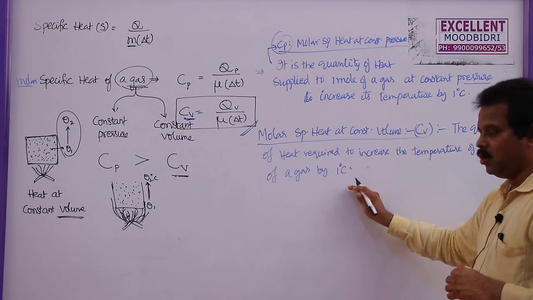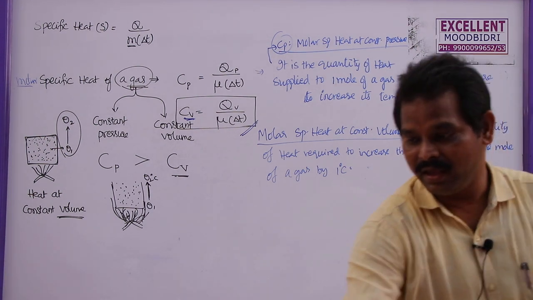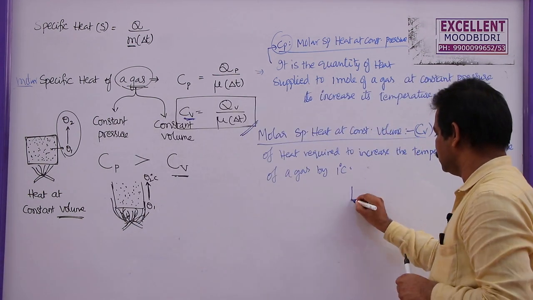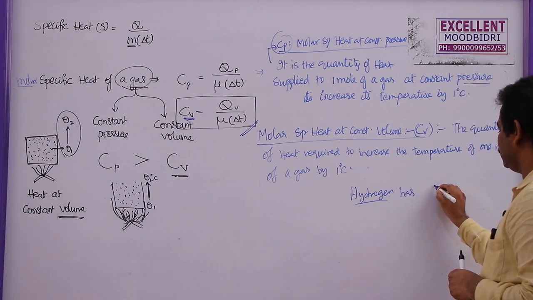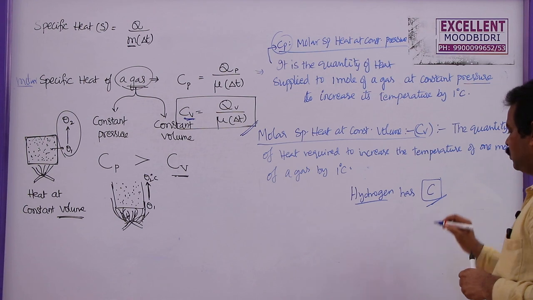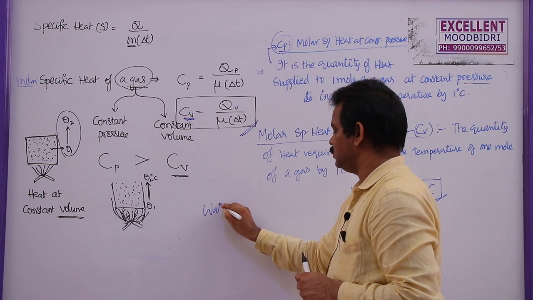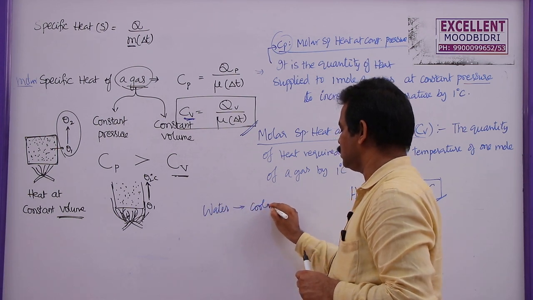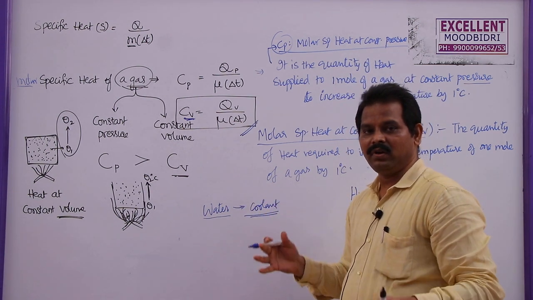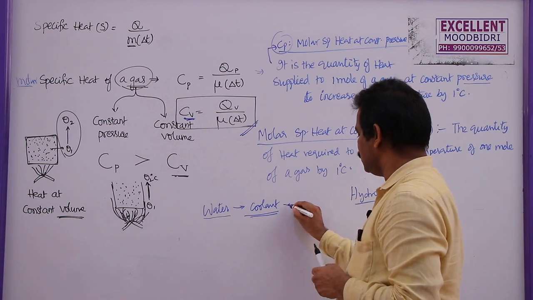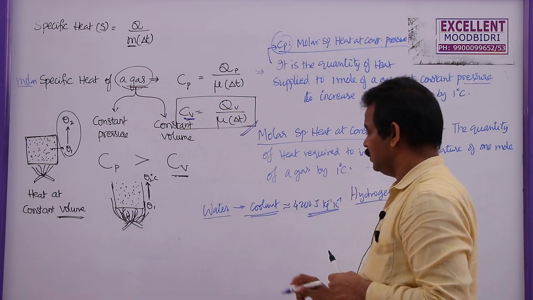Among the substances, solids, liquids and gases, it is found that hydrogen gas has the highest specific heat among the gases. So hydrogen has the highest specific heat, C, more than any other gases. As water has the highest specific heat, that's why water is used as a coolant in most of these machines. Why? Because to heat water by 1 degree centigrade, we need to supply a lot of heat energy. So this is nearly 4200 joules per kg per Kelvin.